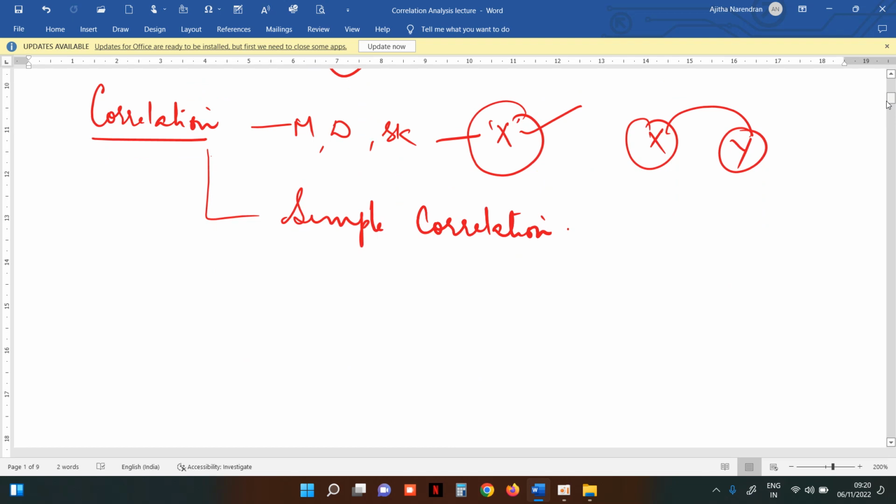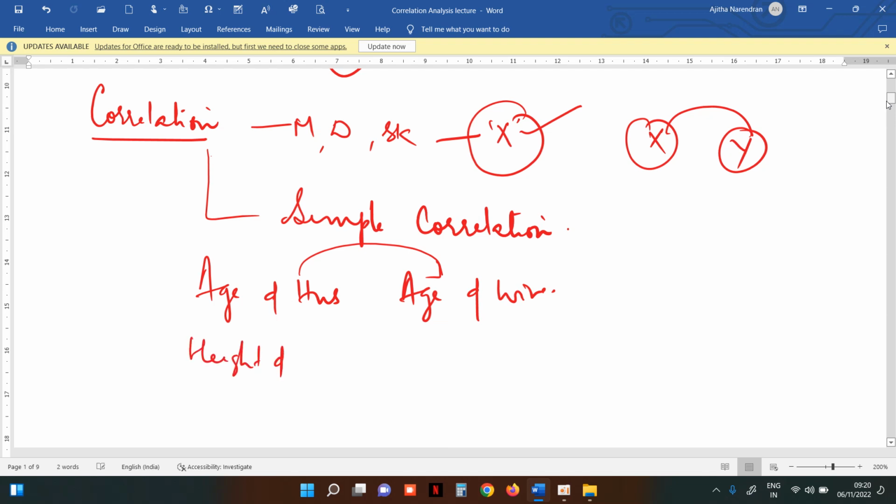There may be a relationship between the age of husband and the age of wife. This is how we find out how the age of husband is correlated with the age of wife. Another example is the height of father and height of son. On the basis of this, we are going to find out the relationship between them.